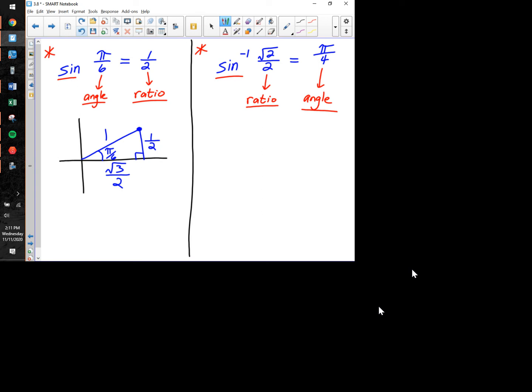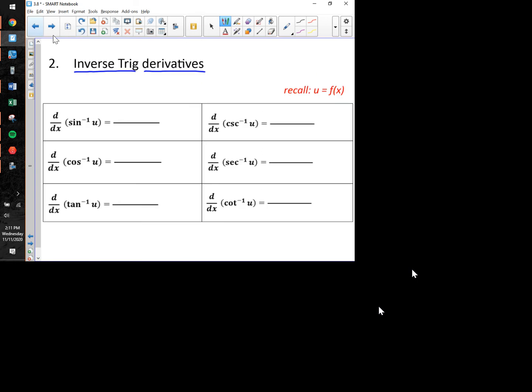So I need to make sure everybody understands the difference between inverse sine and regular sine. So with that in mind, that's going to explain some of these answers here in a moment. But for now, let's cut to the chase. Let's go ahead and fill this in.